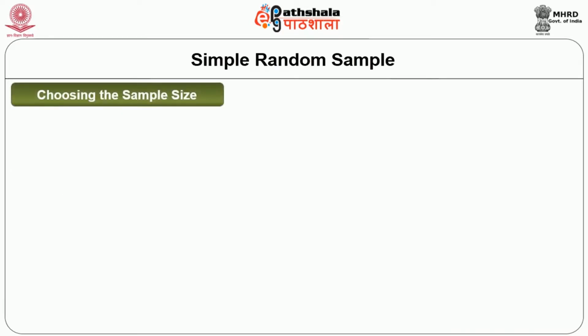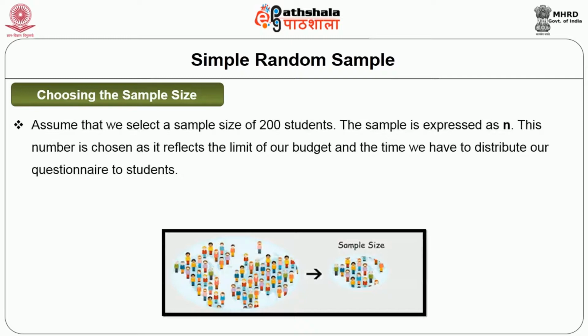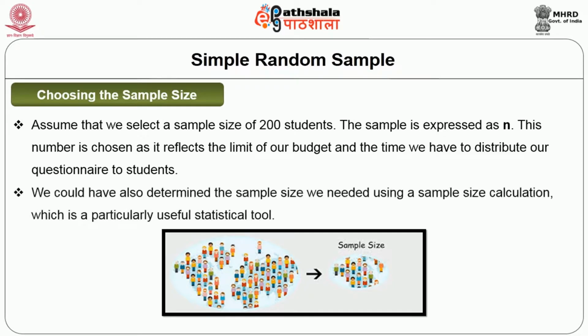Next is choosing the sample size. Let's assume that we select a sample size of 200 students. The sample is expressed as small n. This number is chosen as it reflects the limit of our budget and the time we have to distribute our questionnaire to the students. However, we could have also determined the sample size we needed using a sample size calculation, which is a particularly useful statistical tool.